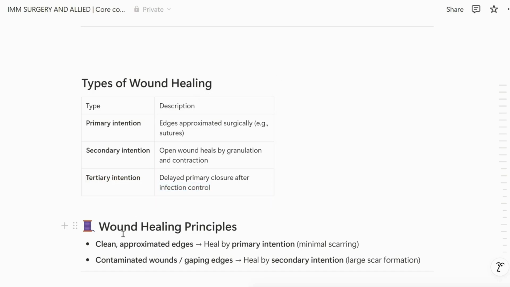So regarding certain MCQ points, if they say that there is a clean wound which has approximated edges, it will heal by primary intention. And in primary intention, there is minimum scarring. However, if the wound is contaminated or it has certain gaps between the edges, then it will heal by secondary intention and it will result into formation of large scar mark.